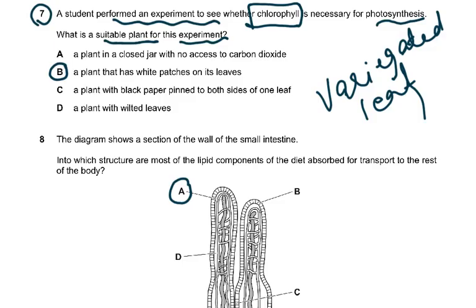For question 7, the answer was B, a plant that has white patches on its leaves. So that's called a variegated leaf. Then coming on to question number 8.